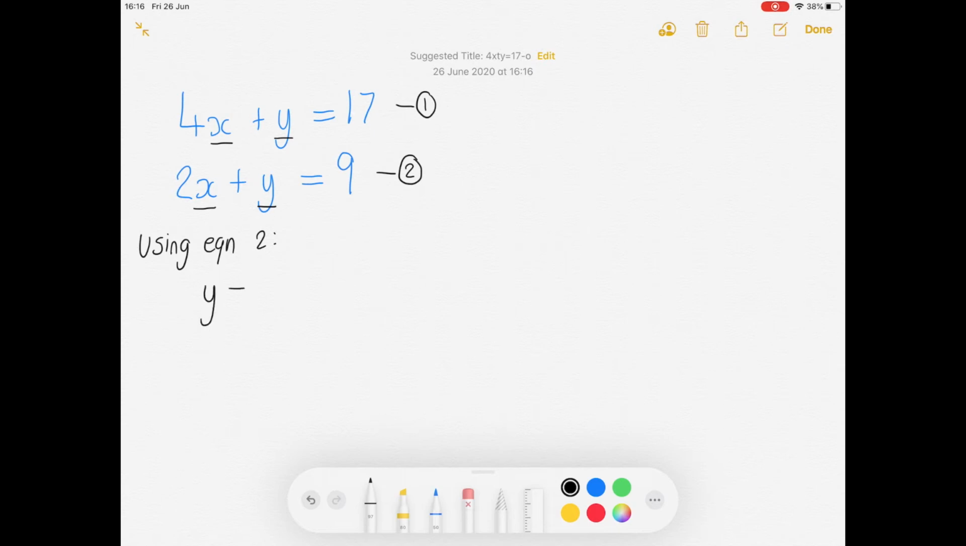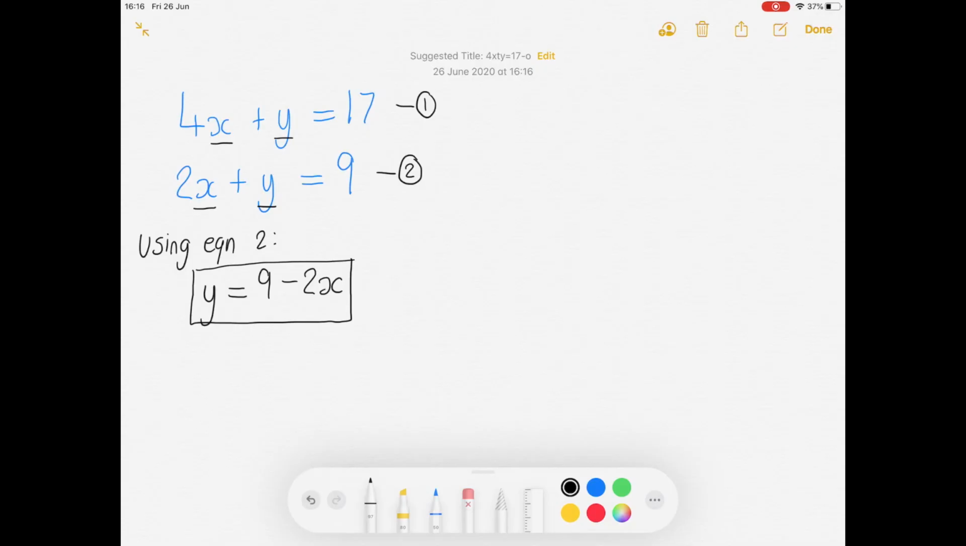y equals. Okay, in order to get y on its own, we've got a 2x there, so let's take away 2x from both sides. That leaves us with y equals 9 minus 2x. And this is going to be a really important little magic key for us when we move forward. We figured out that y equals 9 minus 2x. We have expressed y in terms of x.